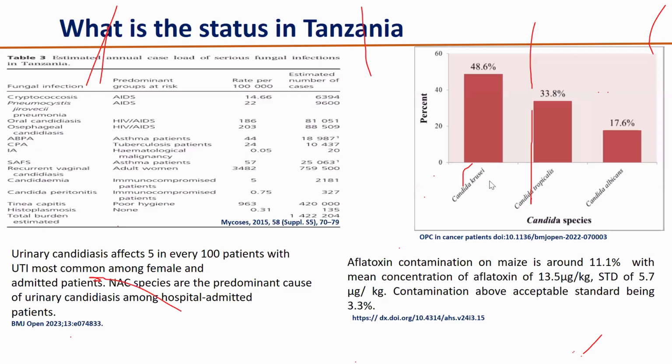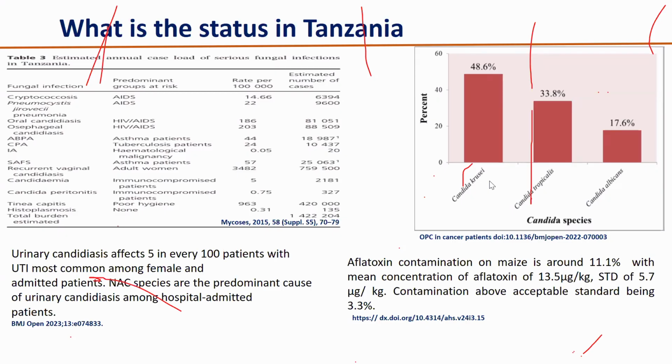patients with fungal infection. But in Tanzania, the majority of the patients with oral candidiasis who are cancer patients on chemotherapy were having Candida krusei. Means here we cannot rely on fluconazole. We should think of voriconazole. We should think of caspofungin or any other antifungal agent for this kind of population.